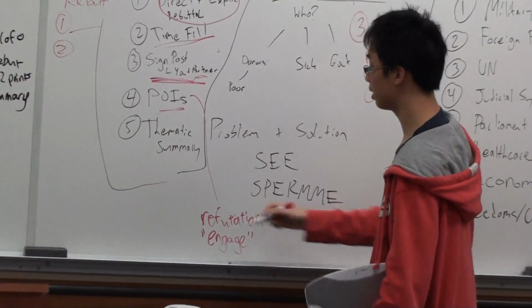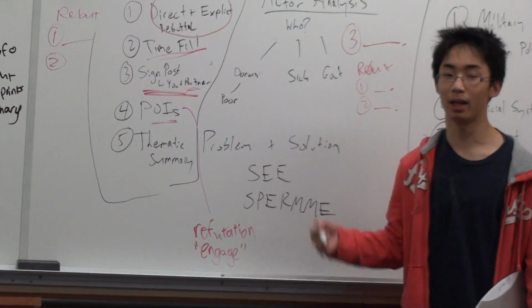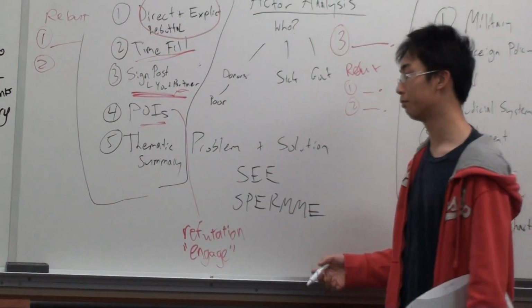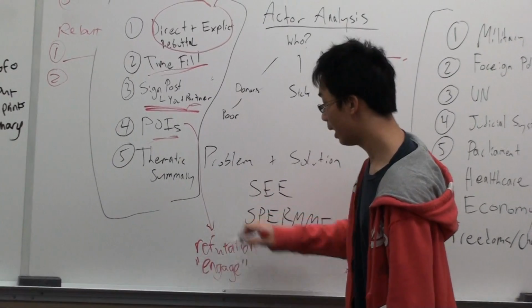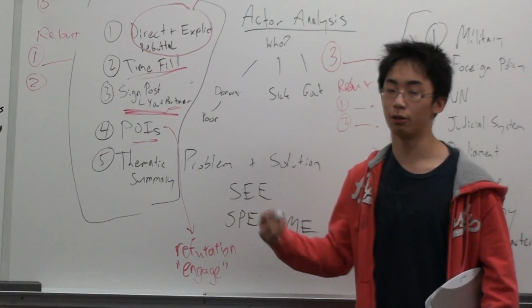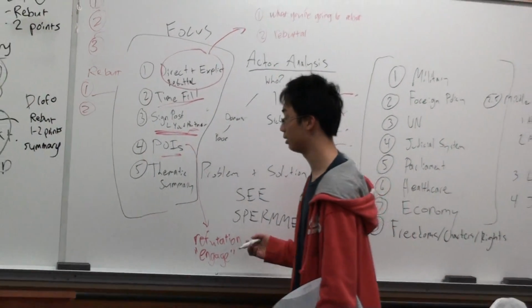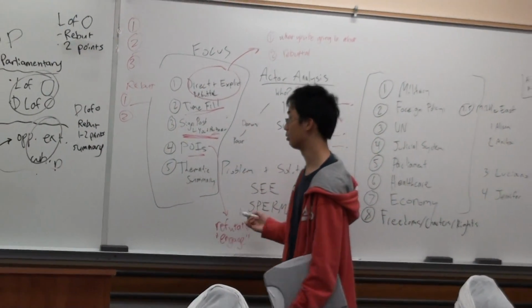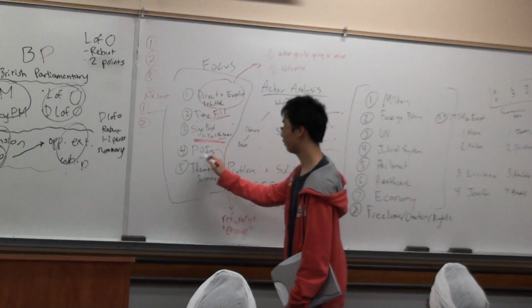So POI is important because it allows you to directly engage with them, and it forces them to reply to you. So it's pretty important to do POIs, and it's also important to give POIs to make it look like you understand the round and you're actively participating in the round instead of just trying to get your speech done or something.